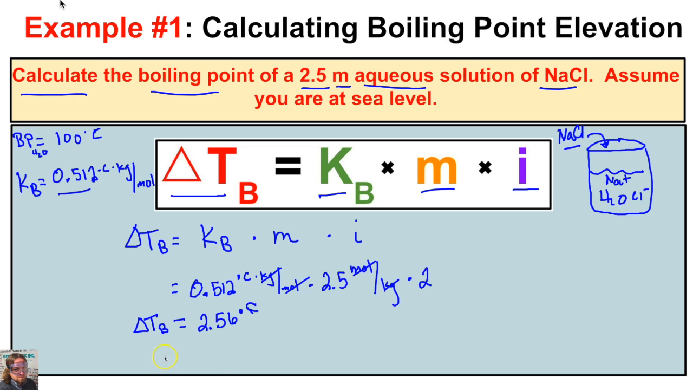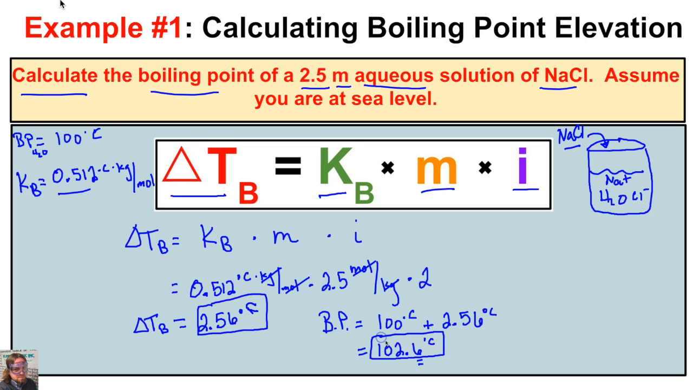What we now have to do to get the boiling point is take this and add this to our boiling point at sea level. And so we know that the boiling point of water is normally 100 degrees Celsius at sea level, but we're going to add 2.56 since there's an elevation in the boiling point. And when we put this in our calculator, we should end up with 102.6. We'll just call it 102.6 degrees Celsius if we're rounding to the tenths place. So when we add this salt to water, it's going to raise its boiling point to 102.6 degrees Celsius.